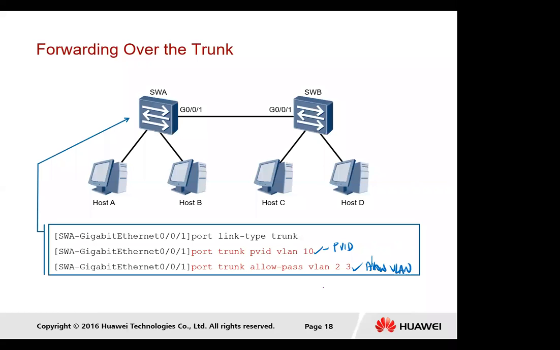Okay, so let's say you are not specifying this command. By default, only VLAN 1 is allowed over a trunk connection. So when I have VLAN 2 and VLAN 3, in this case I define the trunk to allow VLAN 2 and 3 to pass through the trunk. By default, they are not allowed.